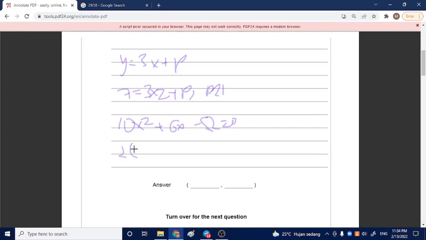So x minus 2, 5x minus, alright, times 2, so 13. Yeah, this should be positive. That means x is minus 2.6, y equals minus 2.6 times 3 plus 1, that is minus 6.8. So minus 2.6, minus 6.8. There we go.